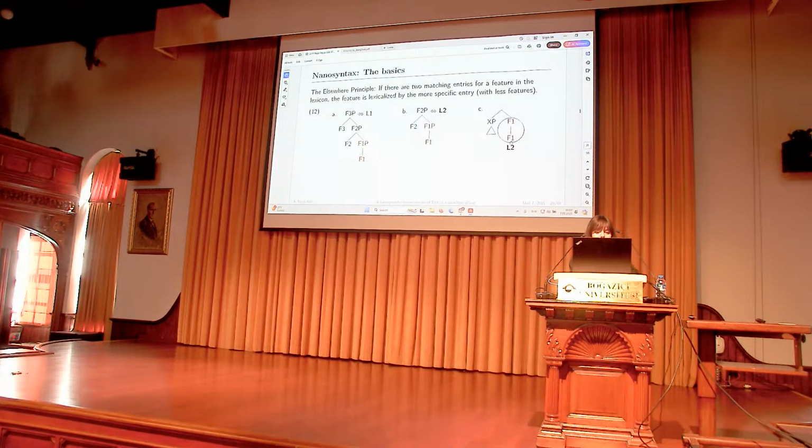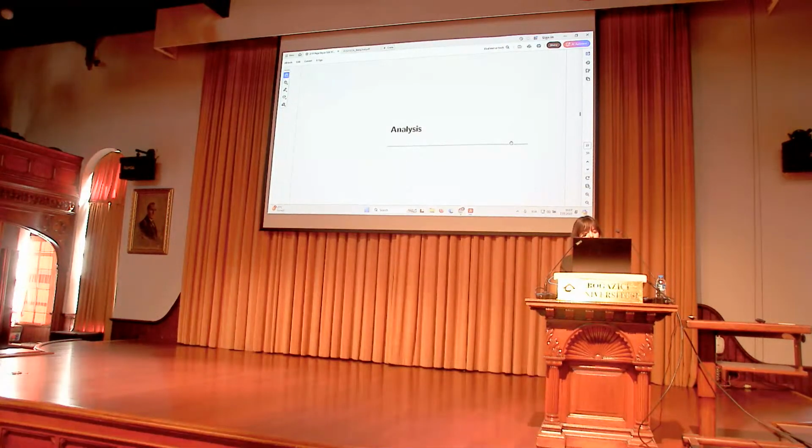And then we have the elsewhere principle. If there are 2 matching entries for a feature in the lexicon, the feature is lexicalized by the more specific entry with less features. So you have L1 and L2 entries right here, and one of them is smaller than the other, but they both have the same ending. So they are both candidates to lexicalize F1P. But the one that will be lexicalized is L2 because it has less features, hence it is more specific. So those were the rules that I'm going to follow, and we can move on to our analysis.